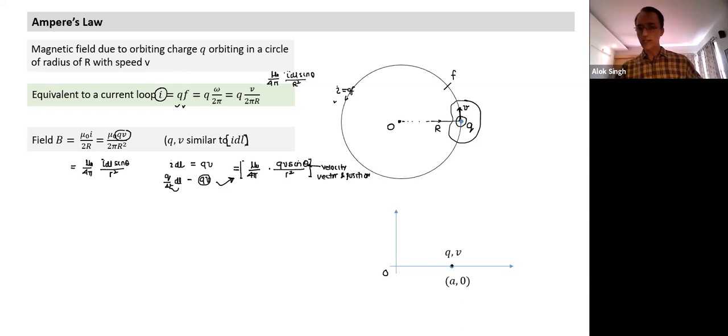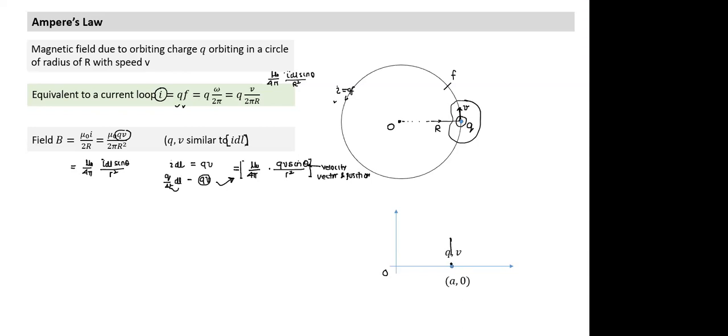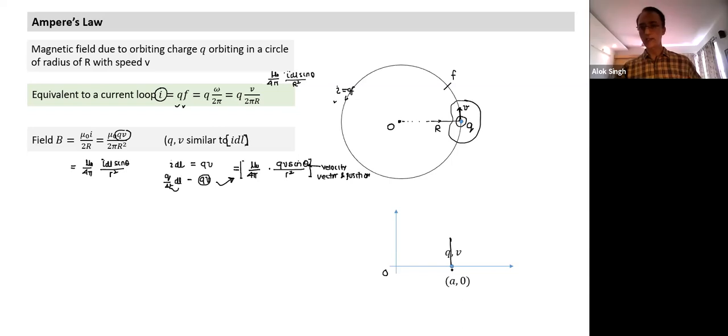Let's say there's a charge Q which has velocity V like this. This charge is at the point A now. At this particular instance, can we think of a way of calculating the field at O? So what is the V?